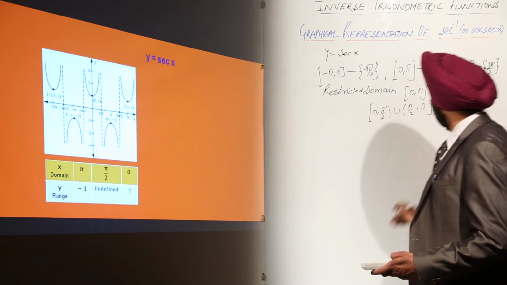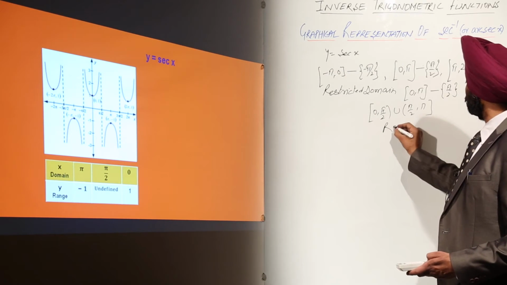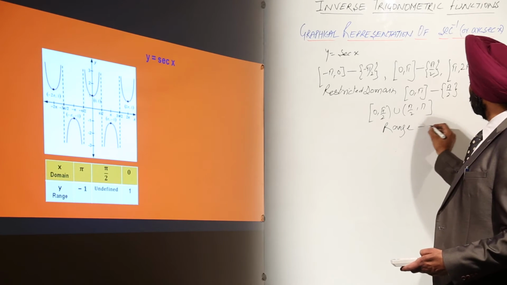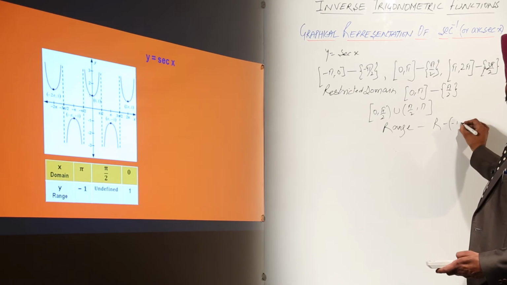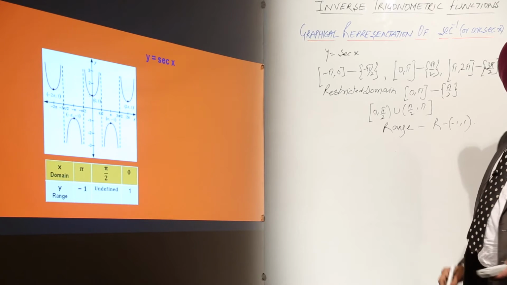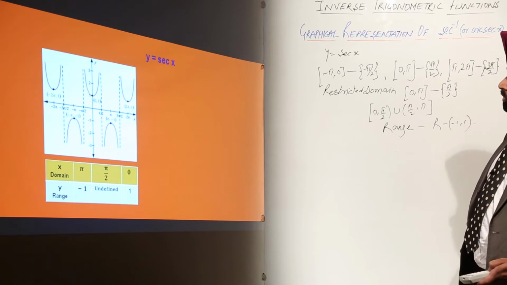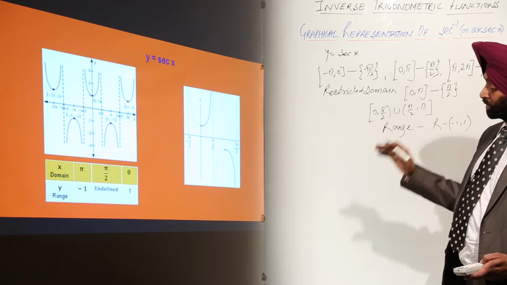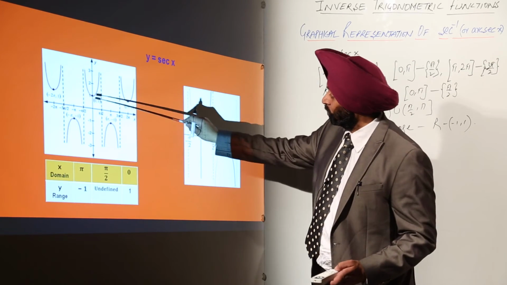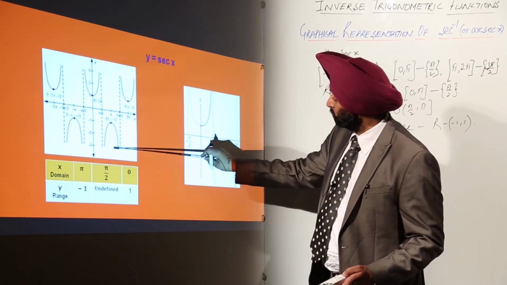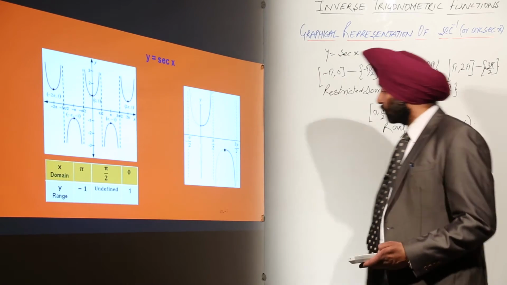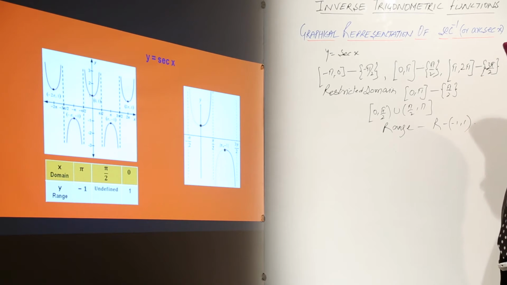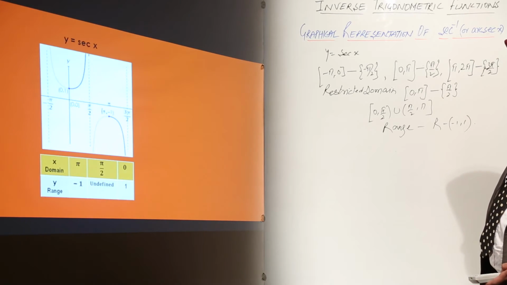Now let's cut the portion which makes these restricted domains with the range. And what is the range here? The range is the set of all real numbers except the open interval minus 1 and 1. Okay, this is the range. Now let's check it. This is the cut portion. We have cut it from here to here and from here to here, this portion and this portion, with the coordinates. Now these are the coordinates we are having.